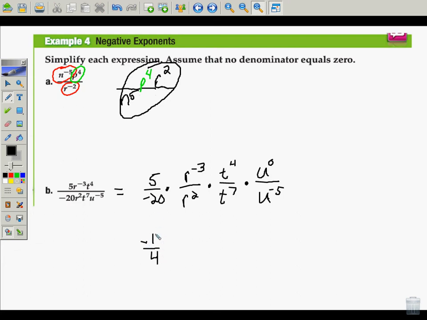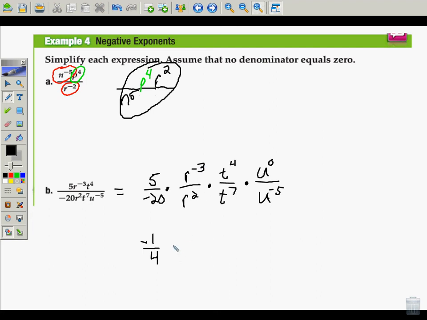Then I've got r to the negative 3rd divided by r squared. Remember, when you divide, you subtract exponents. So I've got r to the negative 3 minus 2. Negative 3 minus 2 is negative 5. So I get r raised to the negative 5th.